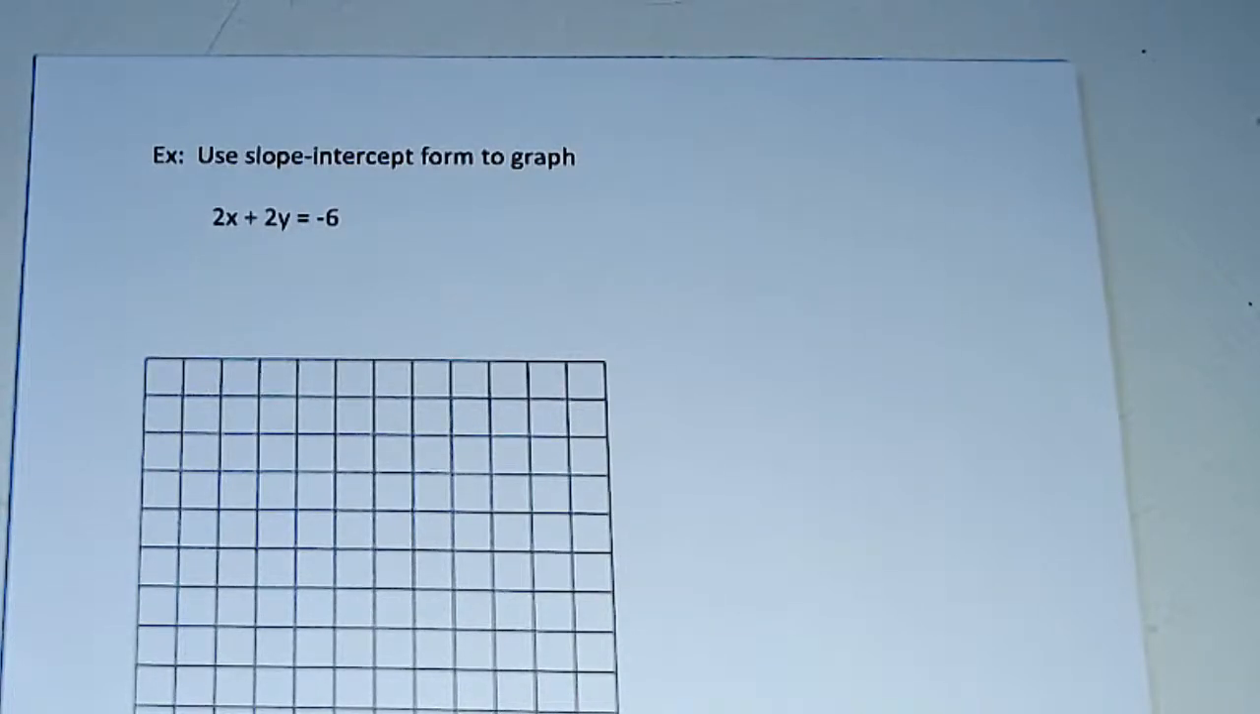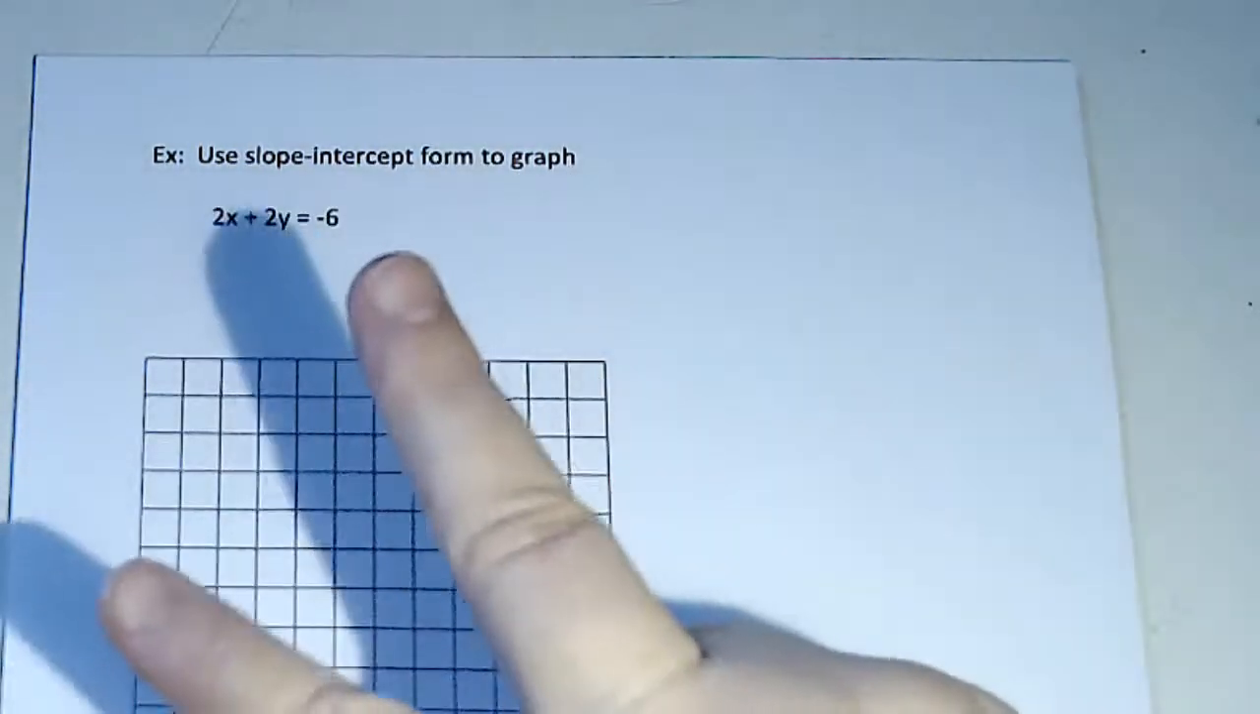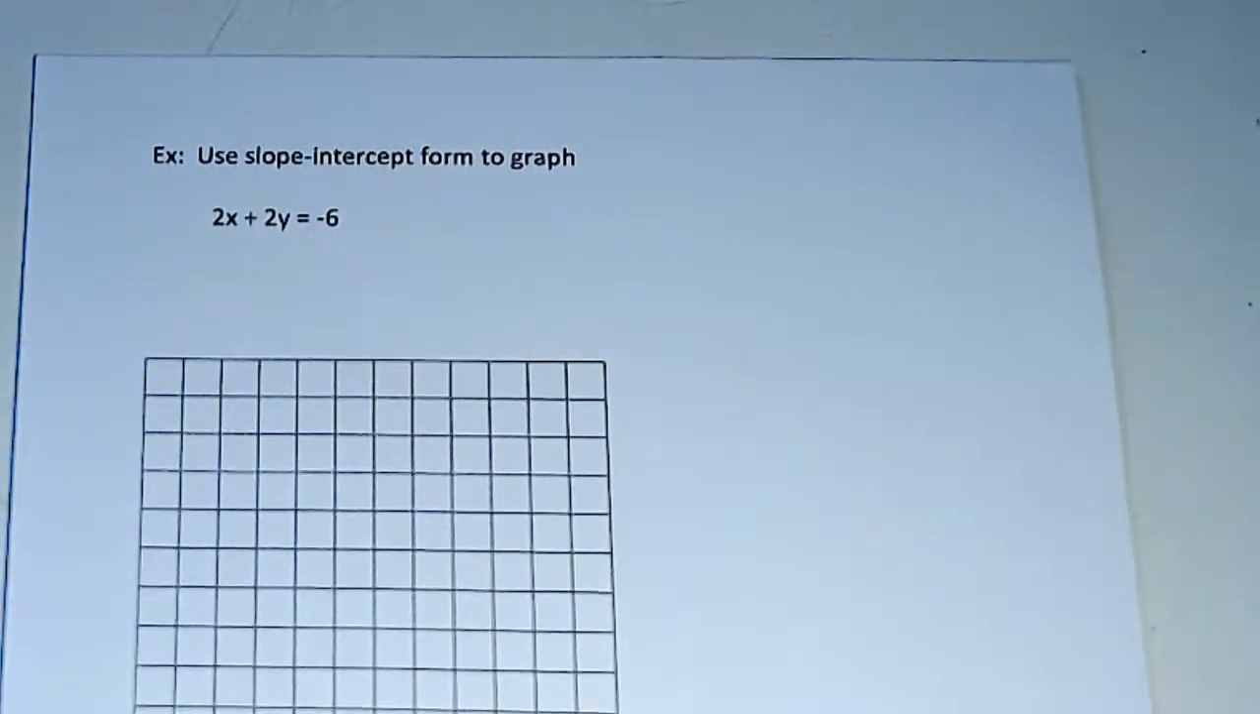Woo, we're live. Okay, this is Math 40, section 3.5, and this is page number deux. Where's my fingers? There, deux. And we're going to go ahead and use slope-intercept form to graph this line, which I'm very excited about.